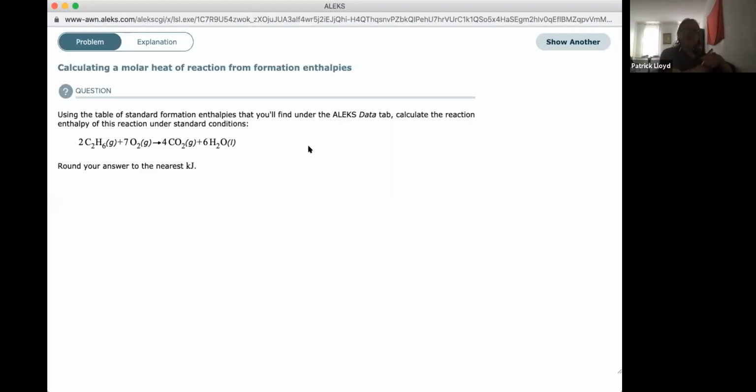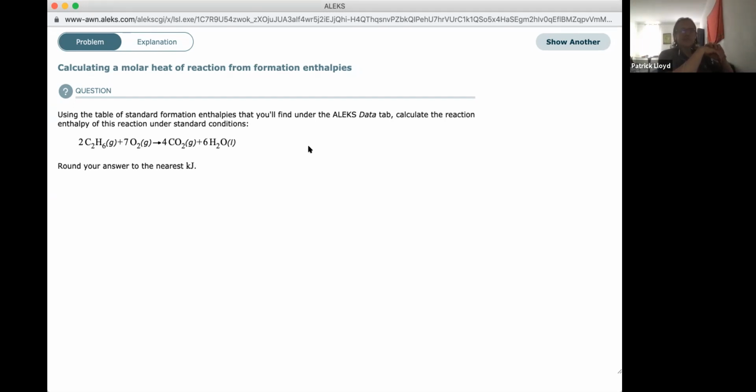Okay, calculating a molar heat of reaction from formation enthalpies using the table of values, right? Same problem. Now this one is actually combustion of ethane, C2H6. It's reacting with oxygen, O2. Now remember, combustion is generally exothermic. When you react something with oxygen, it's going to be exothermic. So you're going to get a negative delta H for this. It's probably going to be pretty big, in fact.